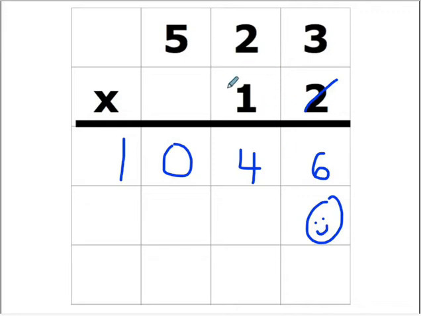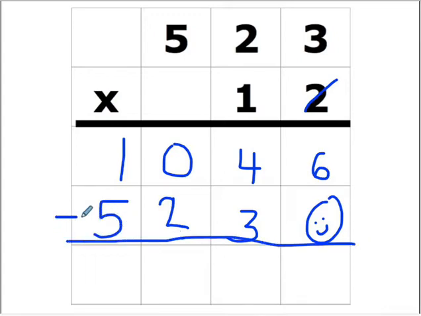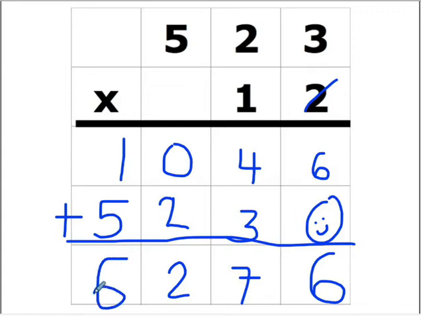And then we're going to multiply by our second number on the bottom. 1 times 3 is 3. 1 times 2 is 2. And 1 times 5 is 5. And then we remember that we add up our numbers. So 6 plus 0 is 6. 4 plus 3 is 7. 0 plus 2 is 2. And 1 plus 5 is 6.